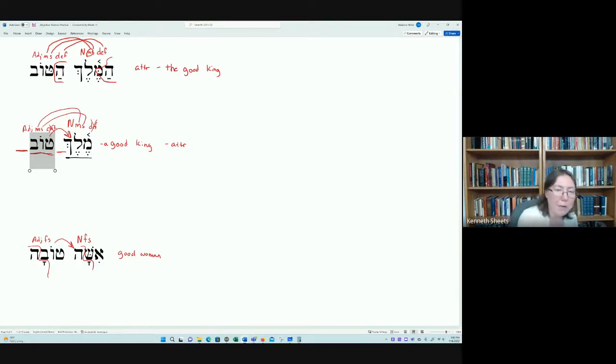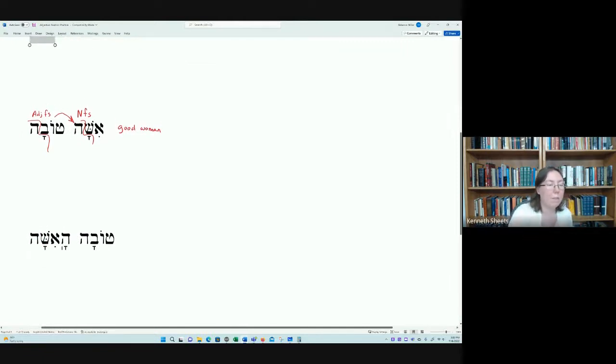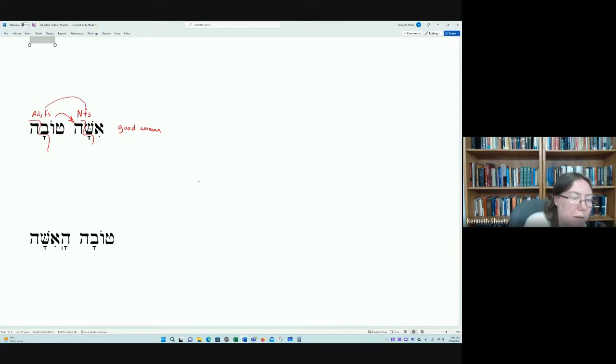It's the same type of construction that we have here as well with Isha Tova. We had already established that both of these are feminine, both of these are singular, and neither of them have the article, so neither of them are definite, which means that they agree in terms of definiteness. And Tova occurs after the noun. So guess what? This is another attributive usage. So a good woman there.